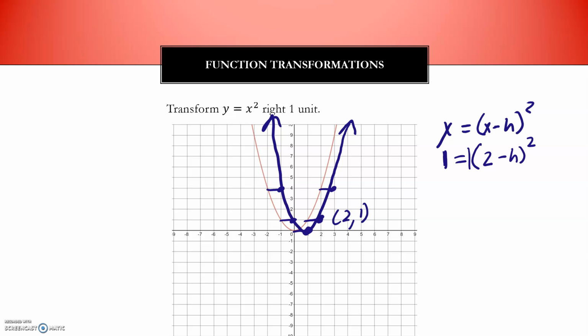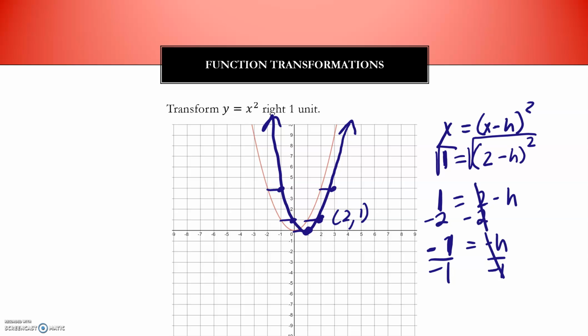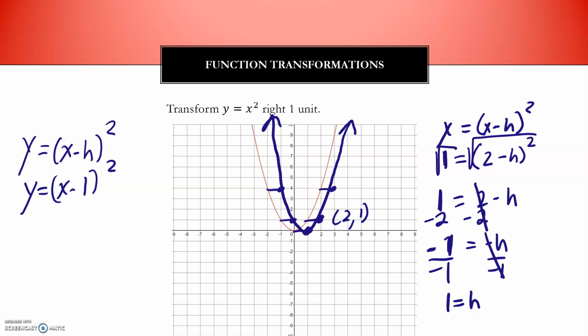Okay, square root of both sides. The square root of 1 is 1. 2 minus h. Subtract 2 from each side. I get negative 1 equals negative h. Divide by negative 1 on each side. Negative 1 divided by itself is 1, so 1 equals h. Y equals x minus h squared, so y equals x minus 1 squared is our new formula.